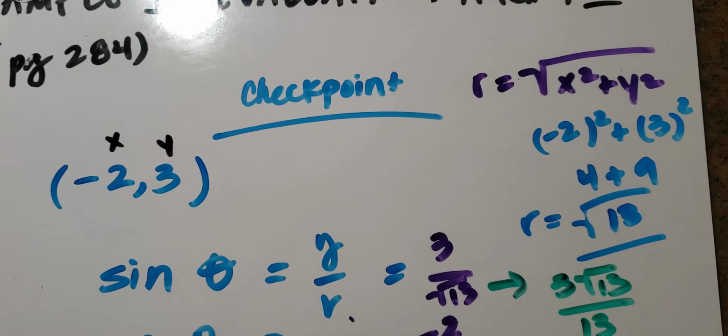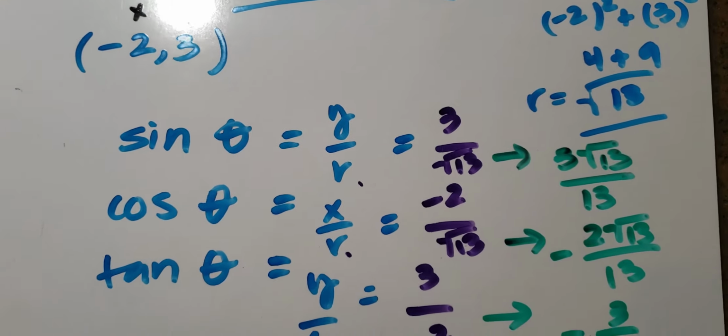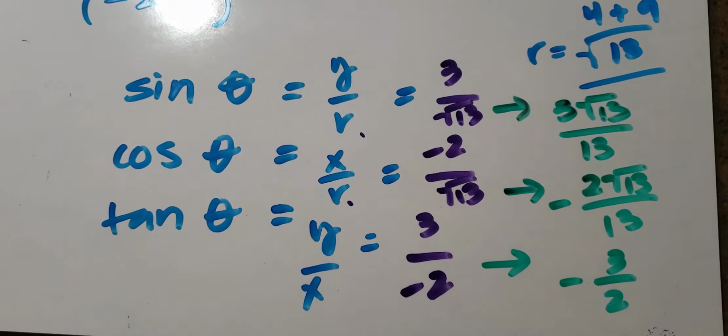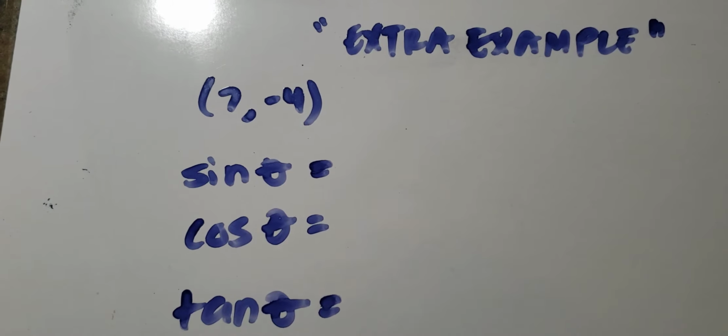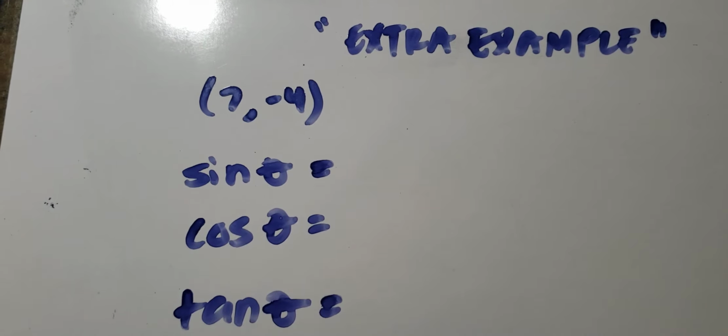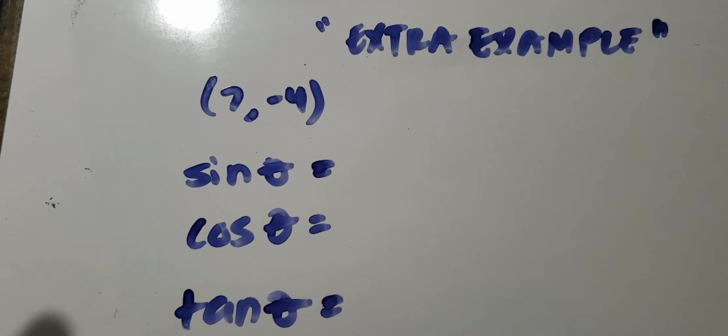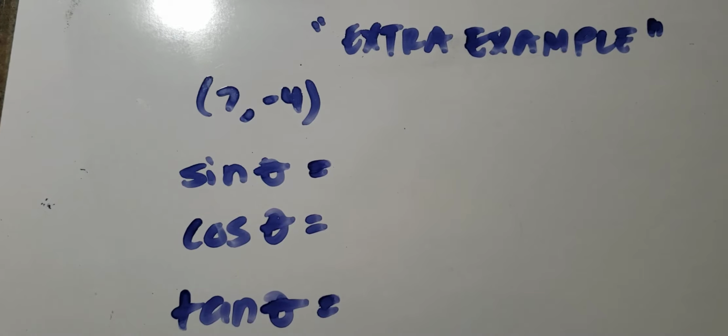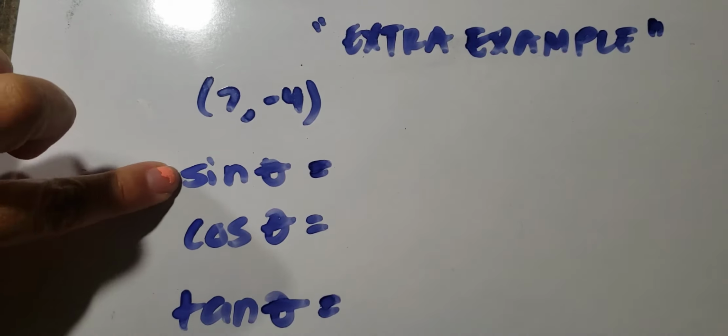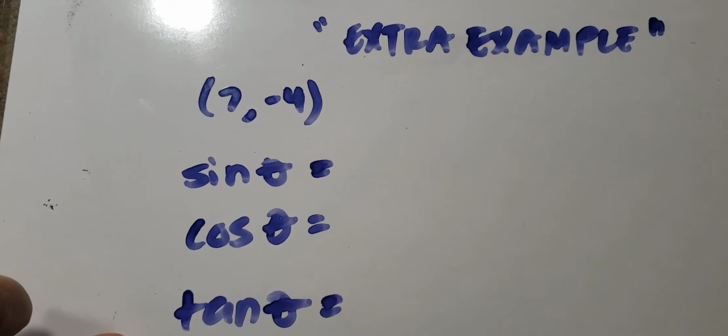But I'm going to give you guys one more before we move on. Okay? All right, let's try another one. So I'm going to call this my extra example for number 1. And basically, the instructions are the same. Let (7, -4) be a point on the terminal side of theta. Find sine, cosine, and tangent of theta. All right, here we go.